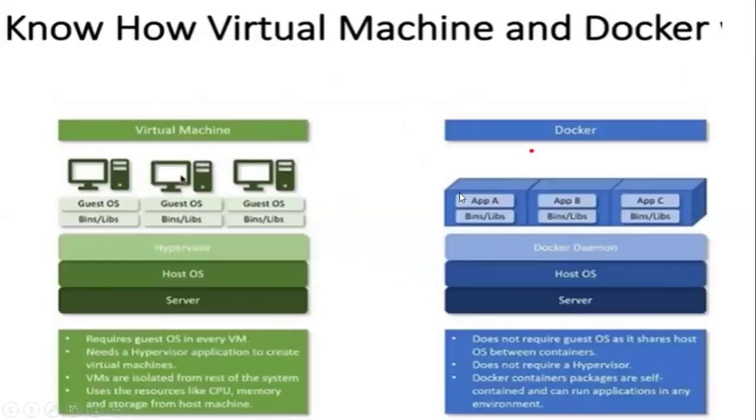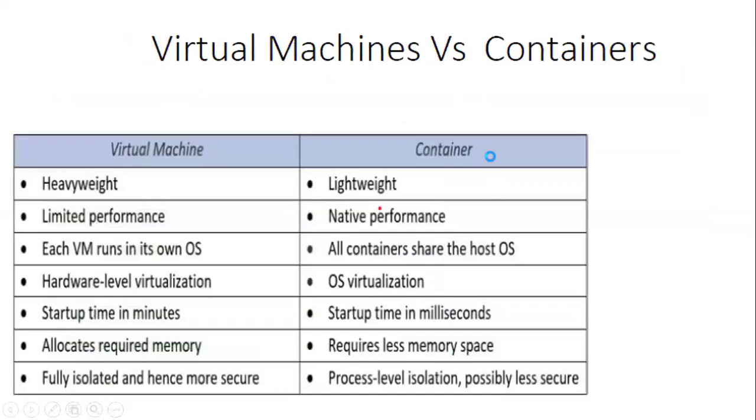See, in virtual machines and containers, a virtual machine is heavyweight. Heavyweight means we cannot move it from one area to another. But containers are very easy and lightweight, guys. Based on your hardware-level virtualization here, it is OS-level virtualization. What is this heavyweight and all those things?